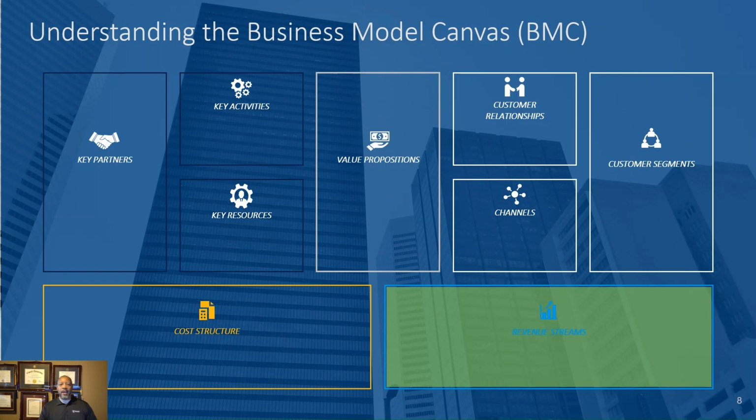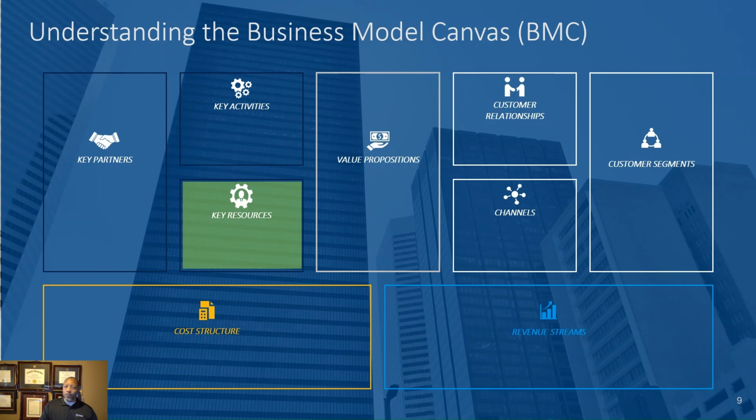Revenue streams identify how your business earns money from each customer segment. Examples include subscription models like Netflix, one time sales, or advertising revenues. Selecting the right revenue stream ensures financial viability of your product. Key resources are the most important assets required to make your business model work. These can be physical, intellectual, human, or even financial. For example, a tech company's key resources might include its software and perhaps its patents as well as its talented engineers.